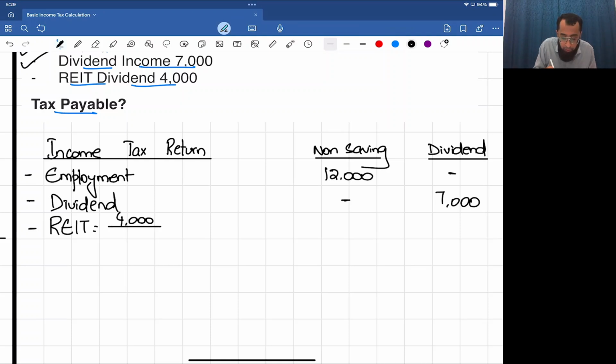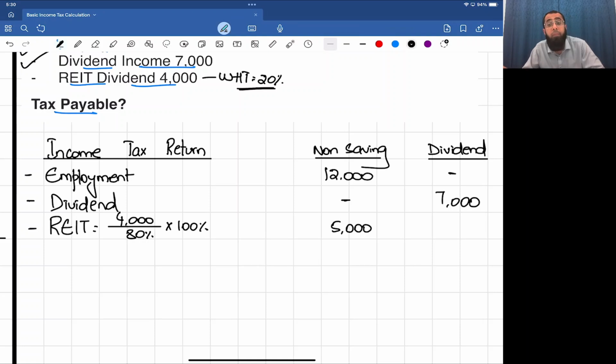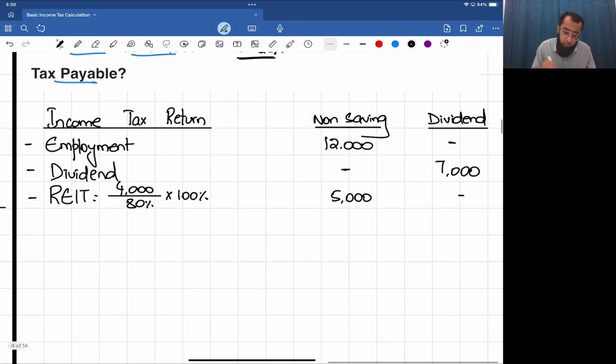divided by 80%, multiplied by 100%, because on REIT there is a withholding tax of 20%. I hope you remember. So 4,000 divided by 80 multiplied by 100 gives us 5,000. And it goes under the head of non-saving because real estate investment trust earns from the property market.